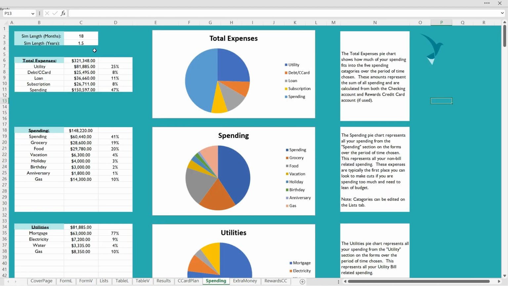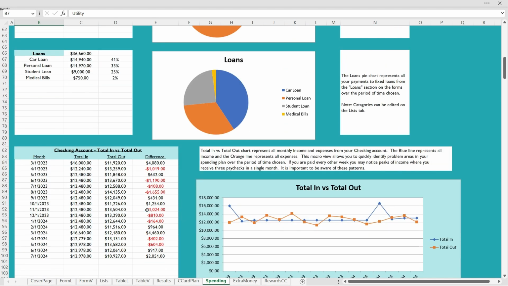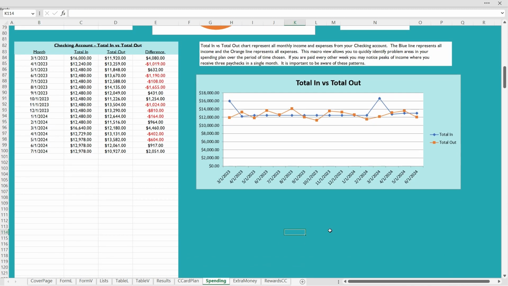The spending tab is going to break down how much you are spending in each category. Look here at total expenses. You know, 47% is your regular spending, shopping, 25% utilities, and so on. Then it breaks down each subcategory. And at the bottom, there's a total in, total out chart, which can be very useful, kind of a macro view of your entire account. You know, these peaks here on income are from the yearly bonus. If you had some peaks on the expenses, that would be valuable information, knowing, you know, we're overspending here in this time period, need to do something about that.